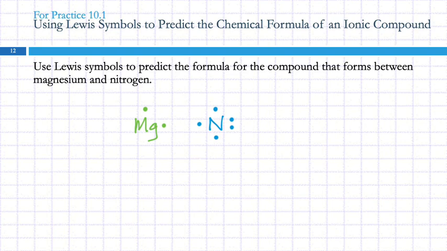So these are going to try to cooperate so that magnesium can lose all of its valence electrons and nitrogen can end up with 8. So nitrogen, being a nonmetal, wants to gain electrons, so it's like, hey, magnesium, I see you've got those 2 valence electrons, can I have them? Magnesium's like, yeah, sure. So there goes one, and there goes another one.